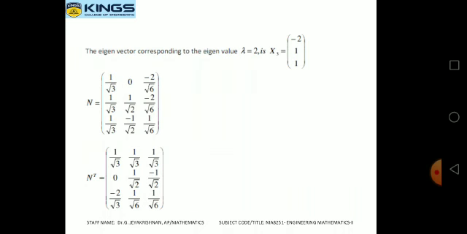Okay, right? Now we have found all three eigenvectors x1, x2, x3. The next step is to find the normalized matrix N. Why do we have to find the normalized matrix? Because the diagonalization D is equal to N transpose A N. This is the formula of diagonalization. Therefore, we have to find the matrix N first. How do we find the normalized matrix N? Write the three eigenvectors column wise.